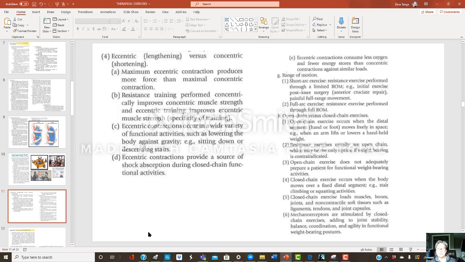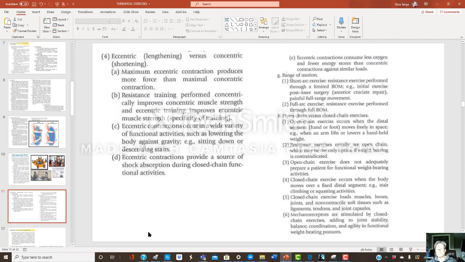Specificity training. Eccentric contractions occur in a wide variety of functional activities, such as lowering the body against gravity, sitting down, or descending stairs. Eccentric contractions provide a source of shock absorption during closed-chain functional activities. Eccentric contractions consume less oxygen and fewer energy stores than concentric contractions against similar loads.